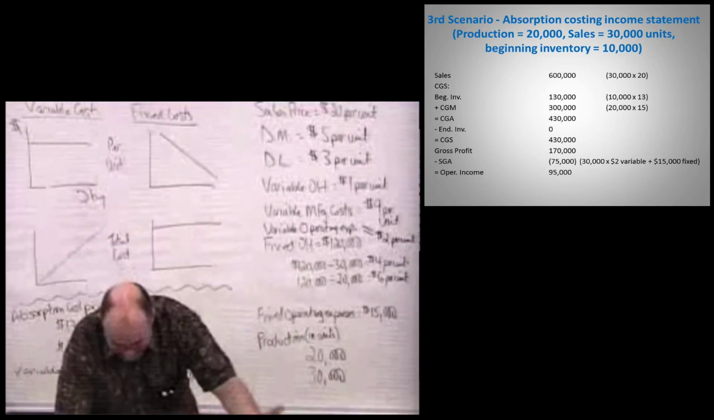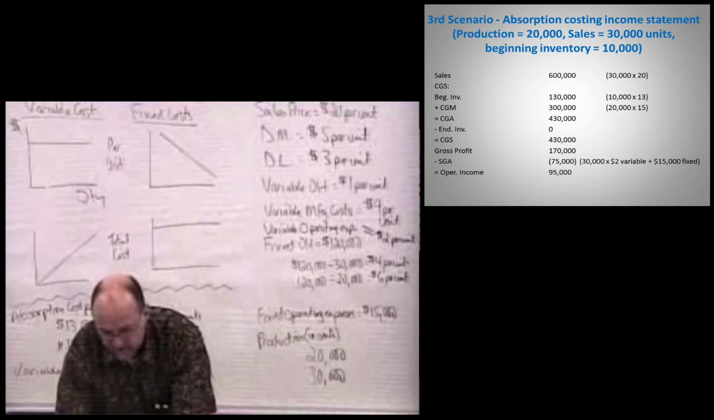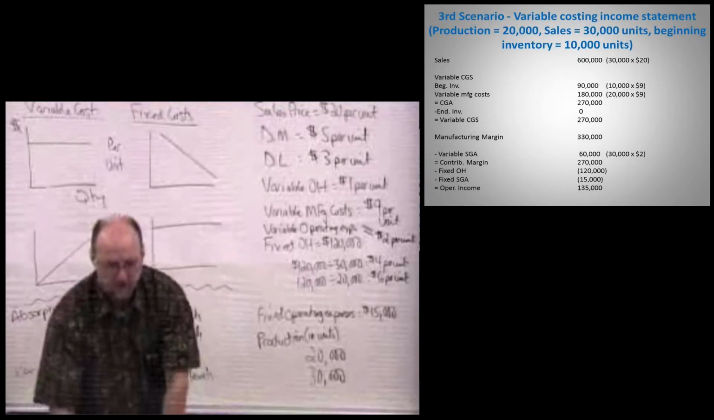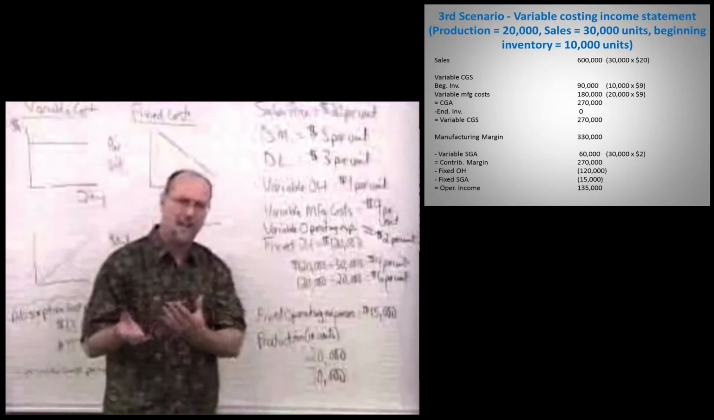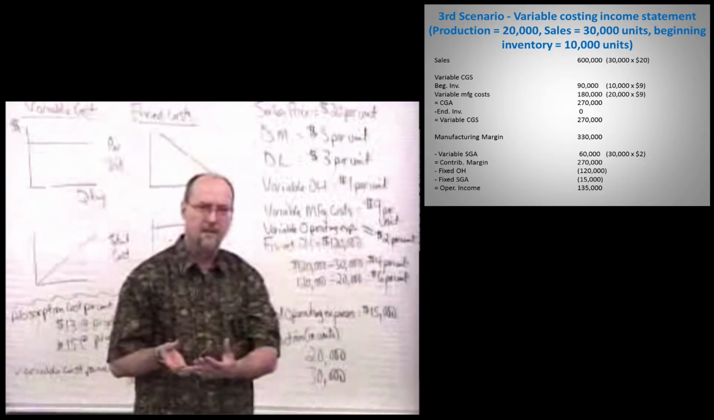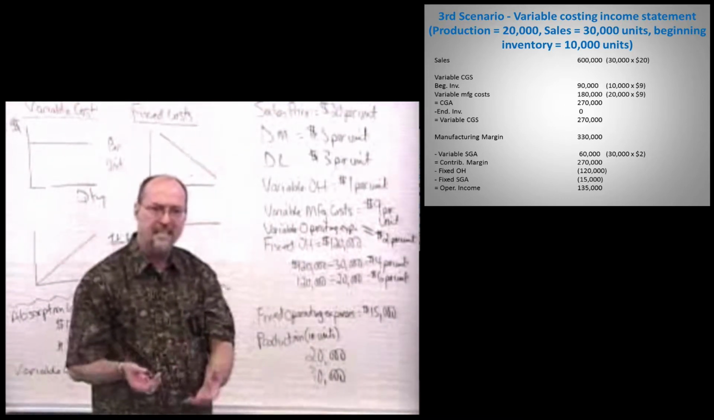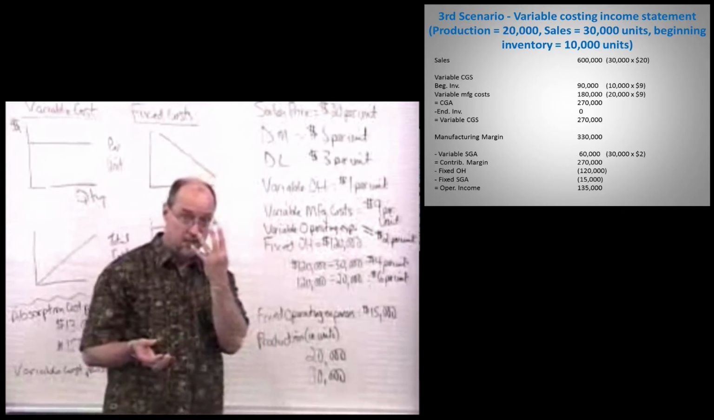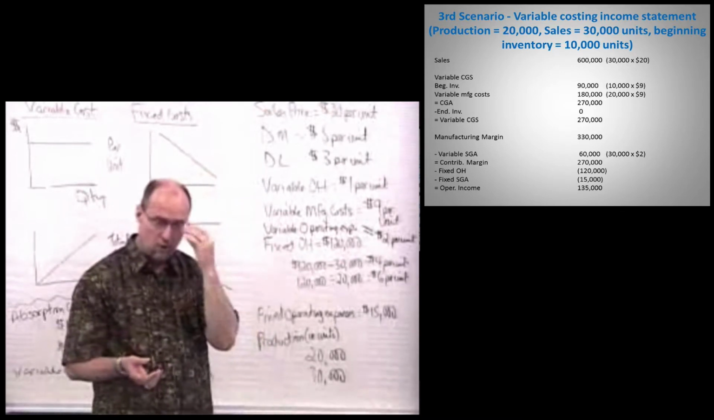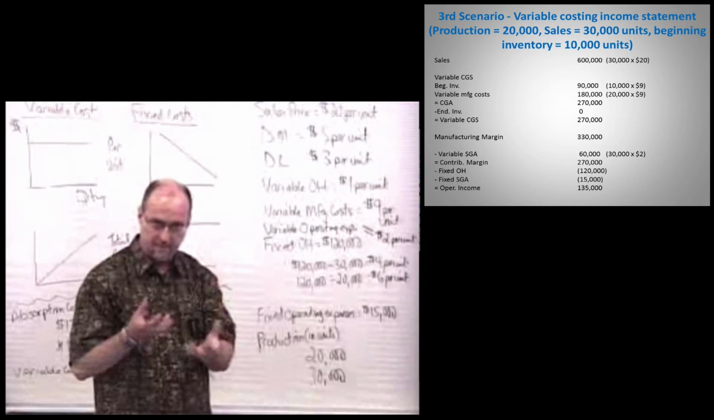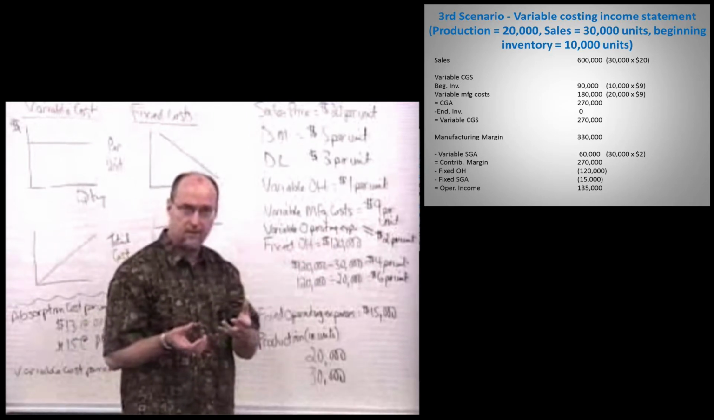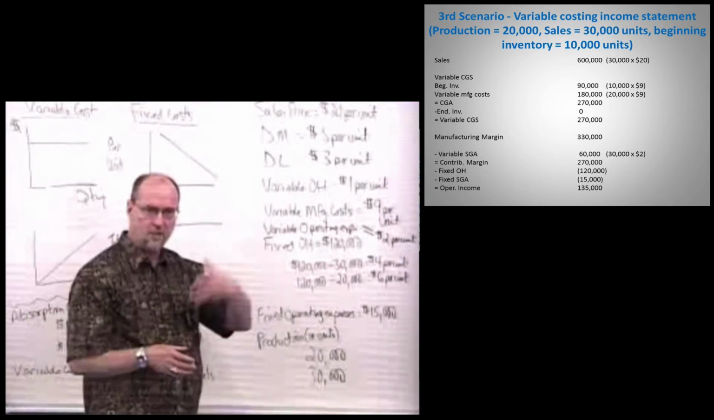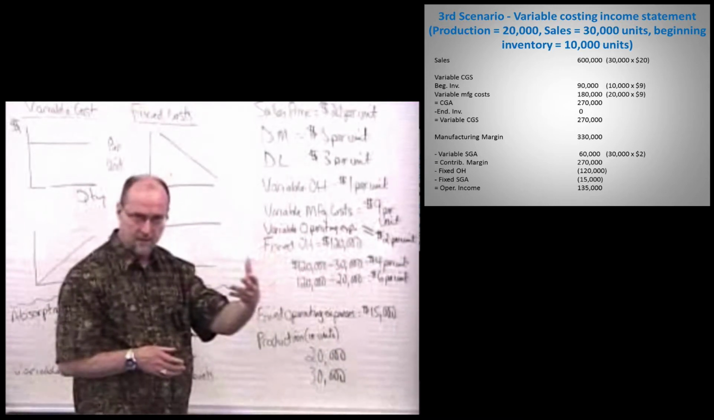Okay, going back to the variable costing slide, operating income is $40,000 more, 135,000. That 40,000 should sound familiar. It has to do with the beginning inventory, including that additional $4 in absorption costing, right? 13 versus 9 per unit times 10,000 units. So beginning inventory has an additional $40,000.